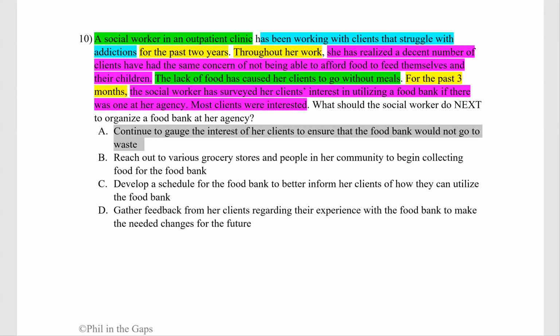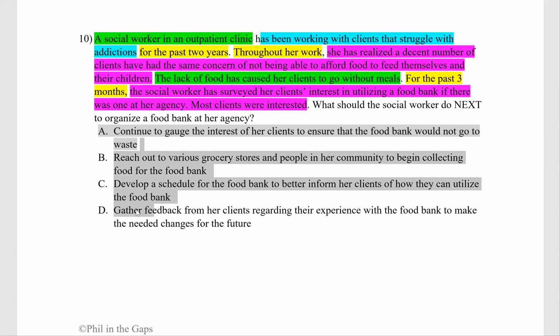So right off the bat, we're going to rule out A. Why? Because we already have interest. We already have rapport, and our clients are like, yes, please. We need these services. Please help us out. So we're not going to continue asking them, do you want a food bank? Because now we're just kind of toying with the clients. It's not a good idea. Bad moves, bad vibes.